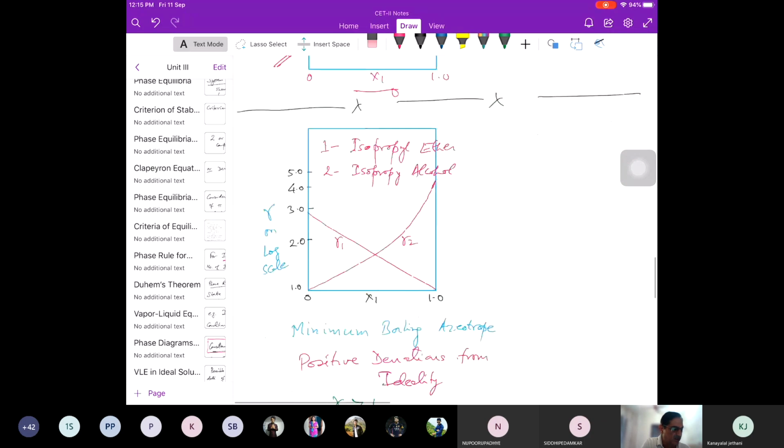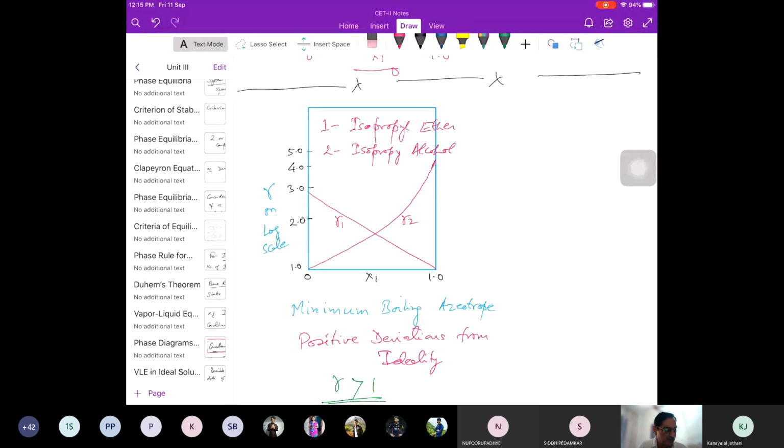Okay. And if you take positive deviations from ideality in this graph paper, again gamma is on the log scale and x1 is a normal scale. So we'll have values of 1 and above, 1, 2, 3, 4, 5. So these are all positive deviations. Gamma will be always greater than 1 or equal to 1. Equal to 1 कब रहेगा? When it is pure component, right? When x1 equal to 1, this is pure component 1.